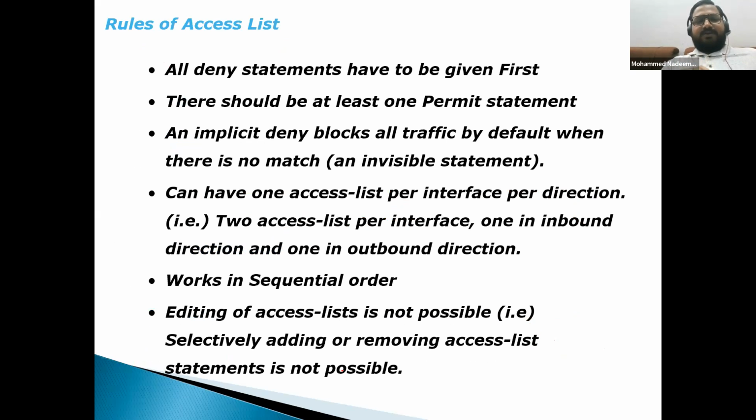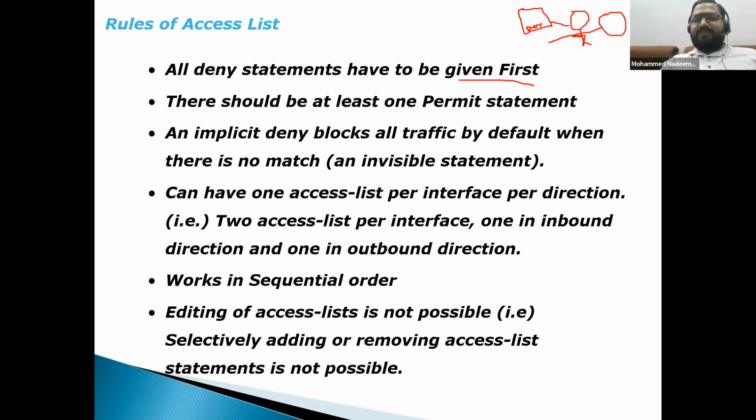Yes, it is clear. So, rules of access list. There are some rules. See, access list is nothing but a firewall. All deny statements have to be given first. There should be at least one permit statement. So what does it mean? Let's say on the router, this is the security guard, and your router is here. This security guard is nothing but the ACL. To this guard you need to give a list of rules. Whenever you create the ACL, there is something called implicit deny. Implicit deny means by default everything, any to any, will be denied.